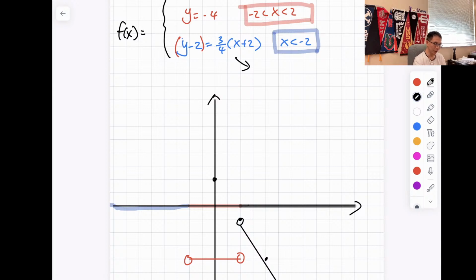It's gonna give you a point of negative 2, right? And positive 2 because it's always the opposite. So negative 2, positive 2 is gonna be somewhere around here. Is that okay?